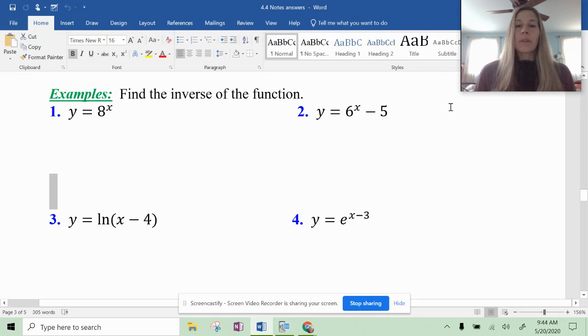Okay, so we're back here with lesson 4.4, so we can finish this up. Before we get started, I just want to go over how to do some logs on the calculator.